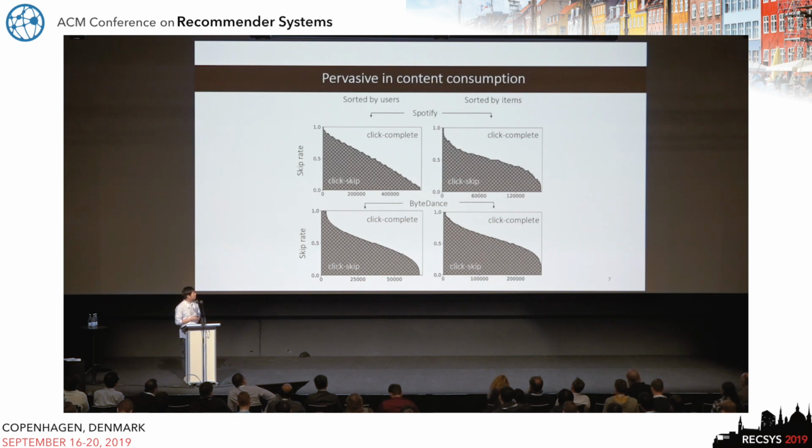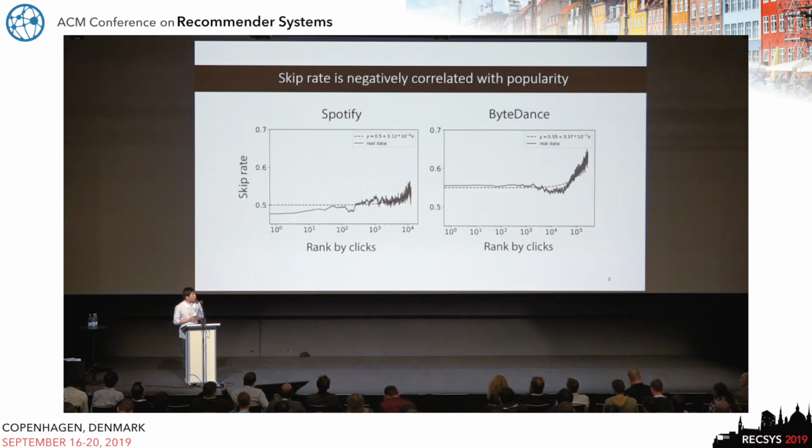If you look closely at the left column, this is the skip rate sorted by user. It shows that these two datasets have quite different user skipping behavior, and we speculate that user skips can be very dependent on the specific media type or content domain. We also verified that the skip rate correlates with item popularity, as we show here. The more popular items have a lower skip rate, but for long-tail items, the skip rate tends to be higher.